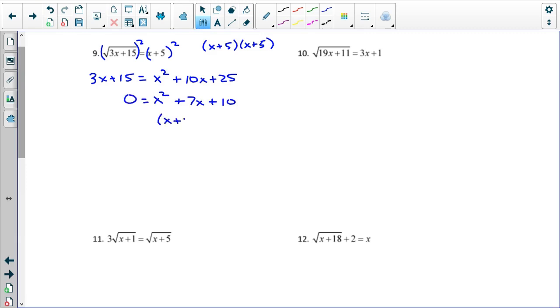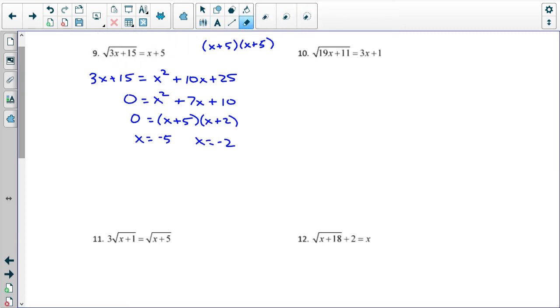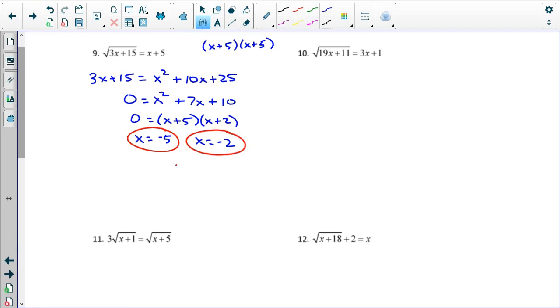And now I'm going to factor. So x plus 5 and x plus 2 equals 0. X equals -5 and x equals -2 are my at least temporary solutions. Now I have to make sure that these things work. If I look back into the original equation, if I substitute -5 in, I get 0 equals 0. That works. If I substitute -2 in, I get square root of 9, which is 3, equals -2 plus 5, which is also 3. So both of these work.